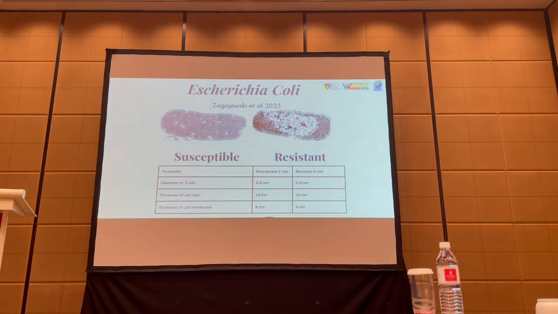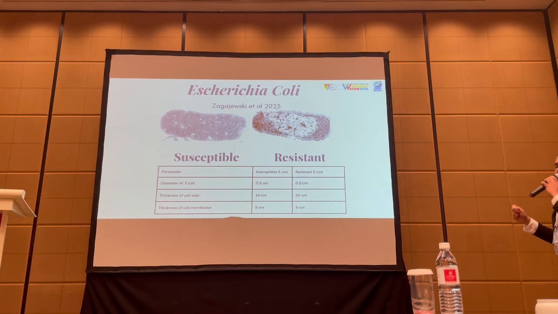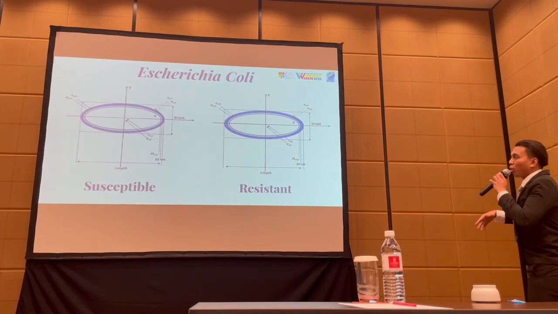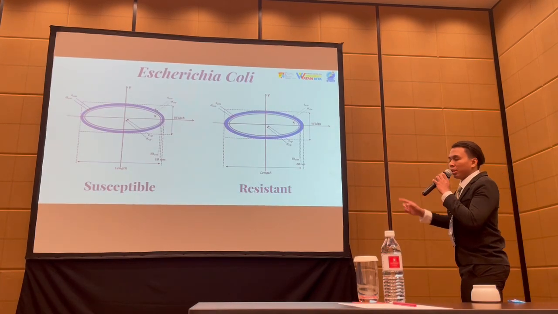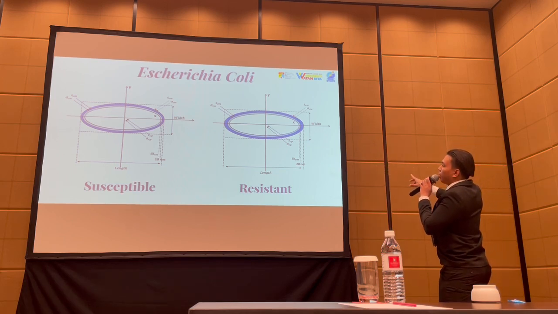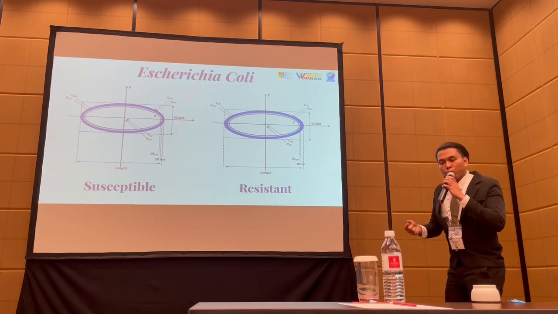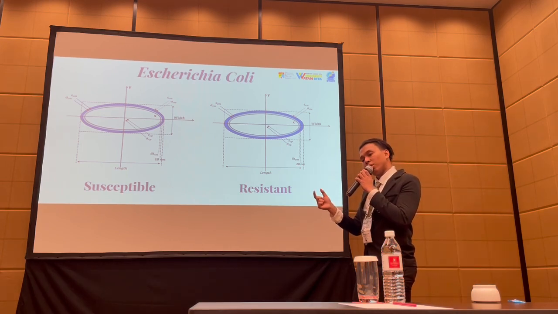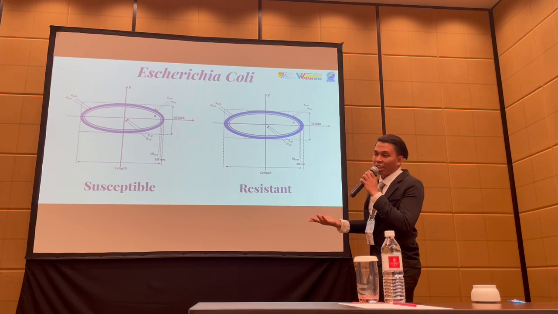Next. So for susceptible and resistant, although the diameter of E. coli is almost the same and the thickness of the cell membrane is the same, there is a slight difference in the thickness of the cell wall. So we conclude that the susceptible is 80 nanometer in terms of cell wall, and resistant is 20 nanometer, which contributes to the conductivity of the cell wall itself, because a thicker cell wall contains more charges of the bacteria and also has higher conductivity.